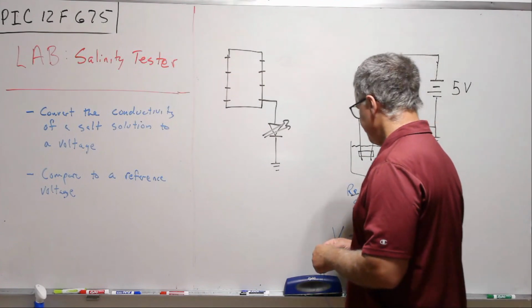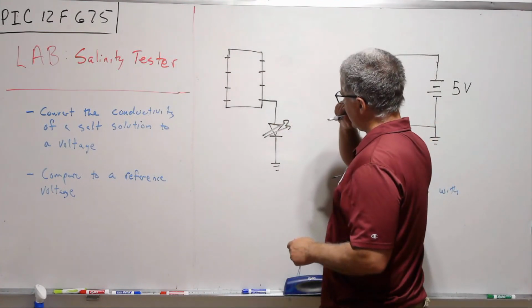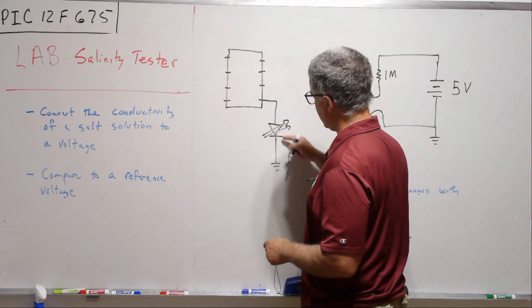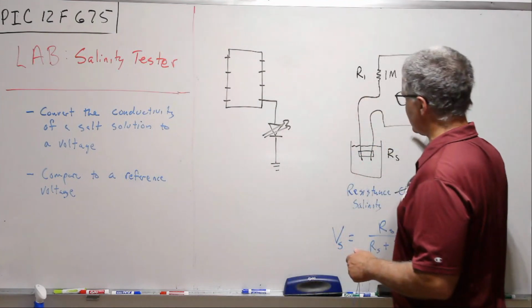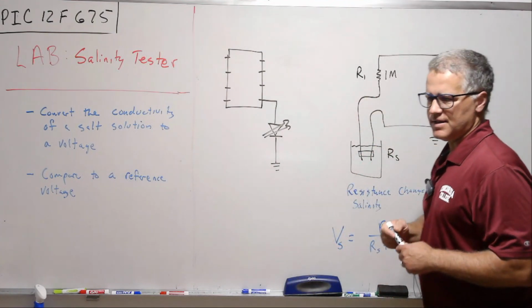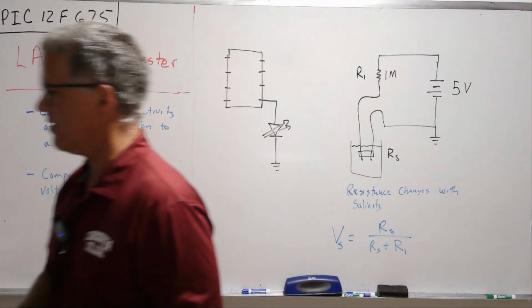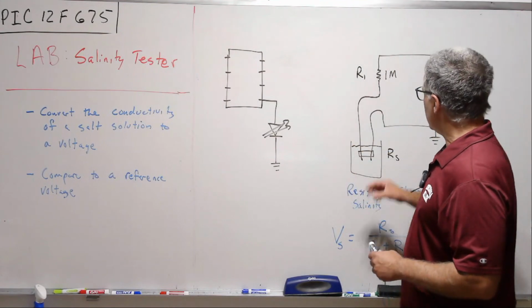The setup is pretty simple here. We are going to just utilize the output of the comparator to our LED. And then let's talk about this circuit first. My voltmeter keeps beeping at me, so I'll turn that off.